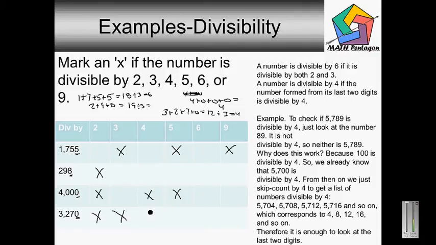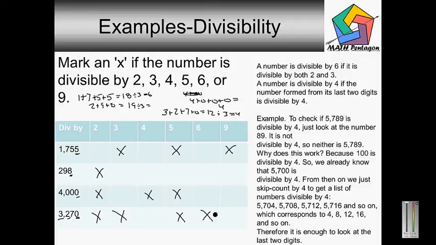Put an X there. Is it divisible by 4? The last two digits, we have 70. No. 70 is not divisible by 4, so no, forget about it. Let's go to 5. Is it divisible by 5? Yes, because it ends in a 0. For 6, yes, because it has a 2 and 3, as you can see. So yes, it is divisible by 6.